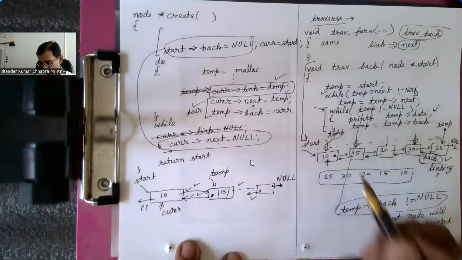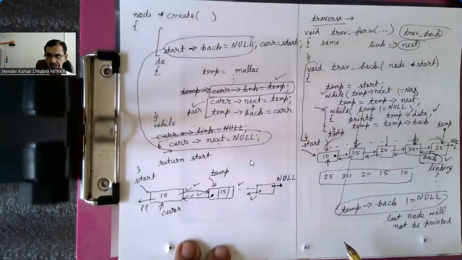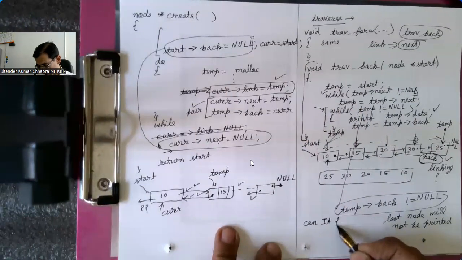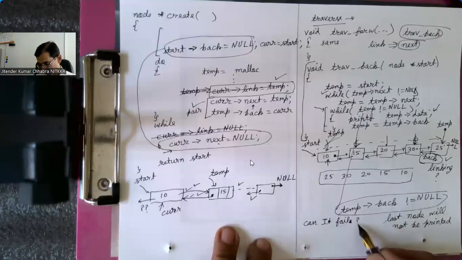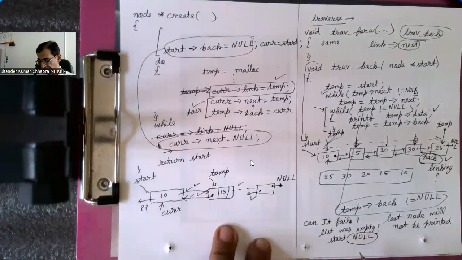What will be the problem in exceptional situations? 99% of the time it is okay, but imagine, can it fail? Yes, it can fail for one special situation. So 90% work you have done, just you have to think of some special situation. What if list was empty? List was empty means start was null. If start was null, code will crash.